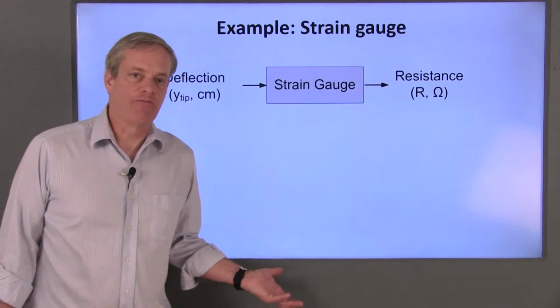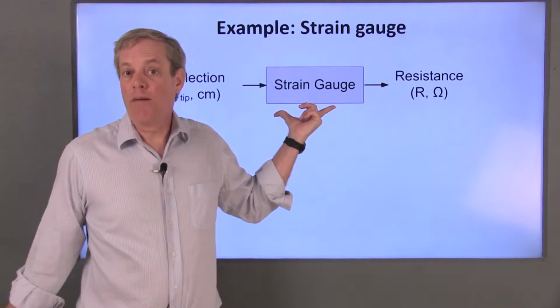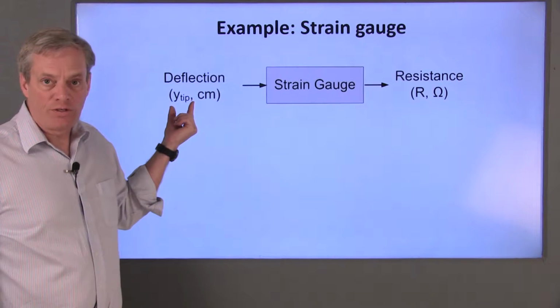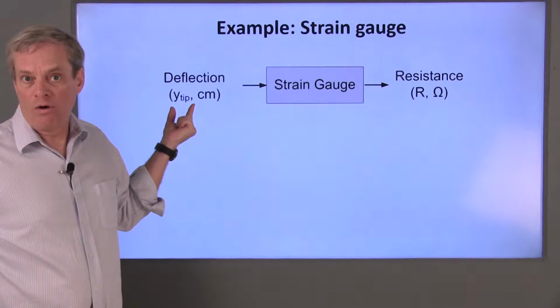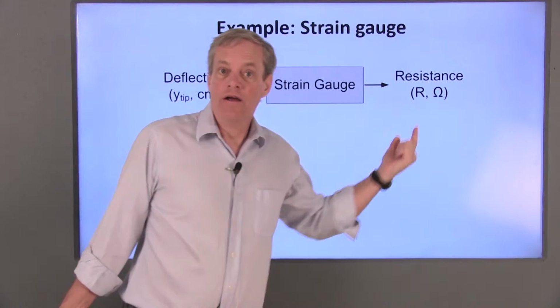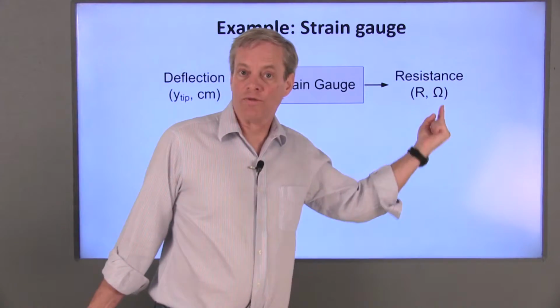In block diagram form, our system looks like this. The system itself is a combination of the beam and the gauge. The input is the vertical deflection of the tip of the beam, which I'll call Y-tip, and the output is the resistance of the gauge, R. The units of input are centimeters, and the units of resistance are ohms.